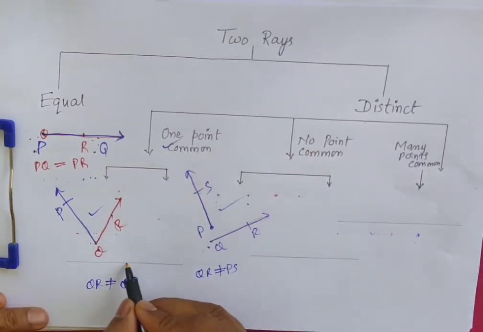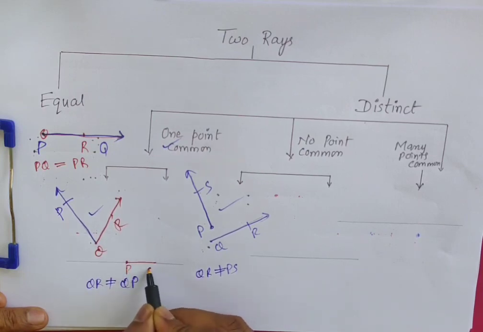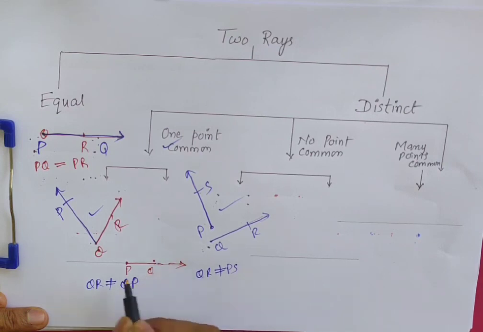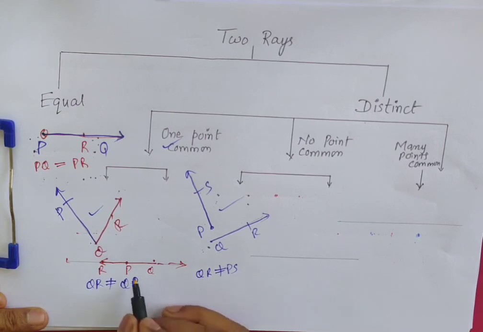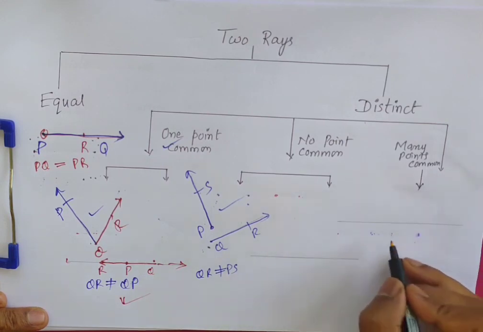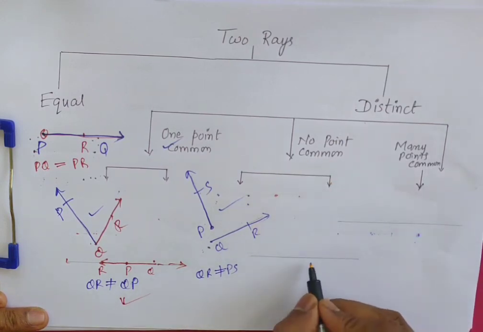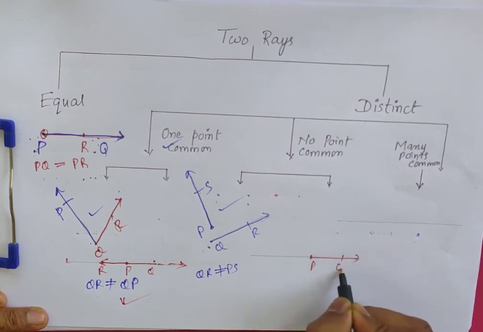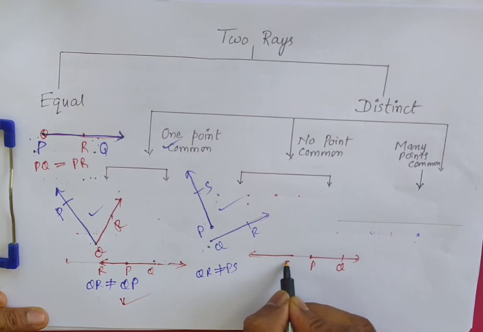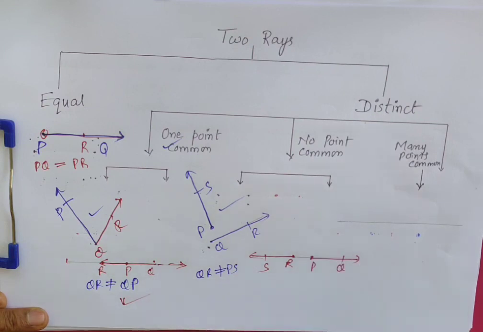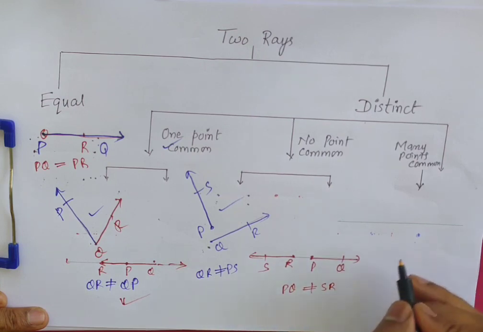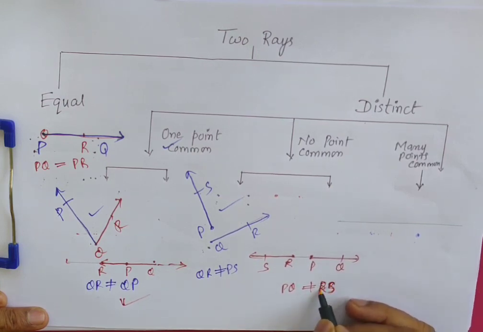Another case of one point common: this is ray PQ, it extends further and further, and this is ray PR in this direction, on the same line. So here one point is common but they are not equal. Let's look at many points common and no point common here also. This is ray PQ on the same line and this is ray RS on the same line, but no point is common, so they are distinct. So here you can say ray PQ is not equal to ray RS. Actually I have to say RS only.